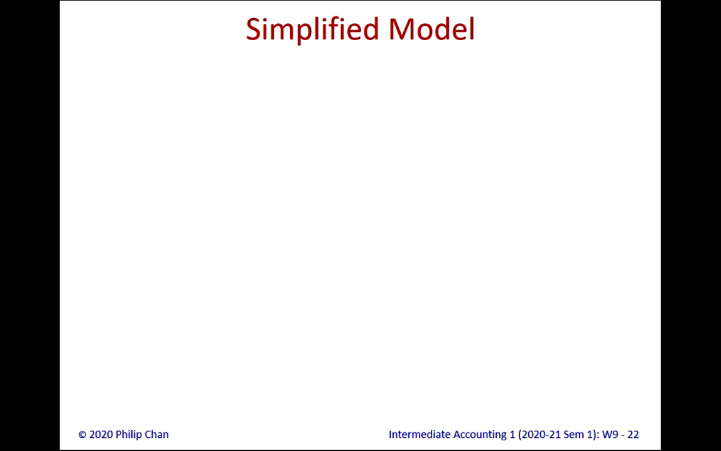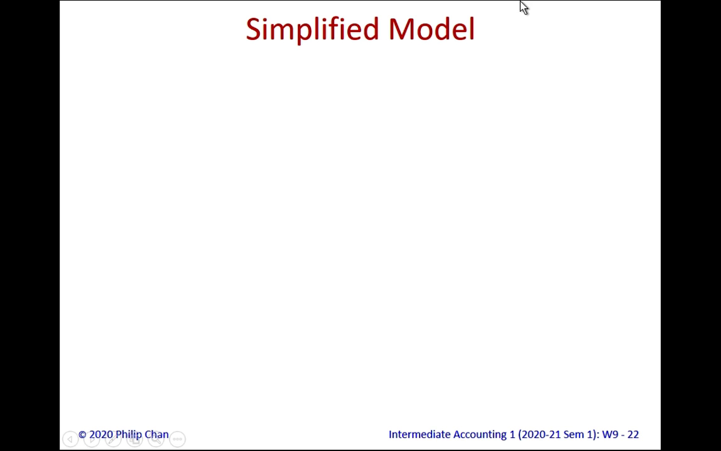Just shortly before the break, we looked at a comprehensive example that covers the three-stage impairment loss model, right? We call that the general model. But under HKFRS 9, there is an exceptional model, known as the simplified model, that can in fact be used for certain companies.